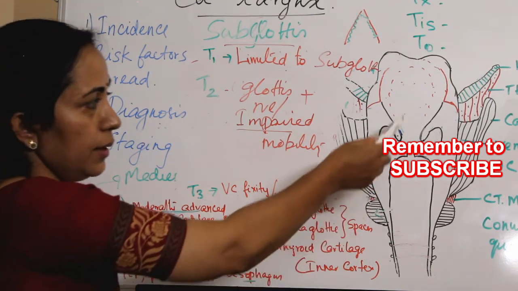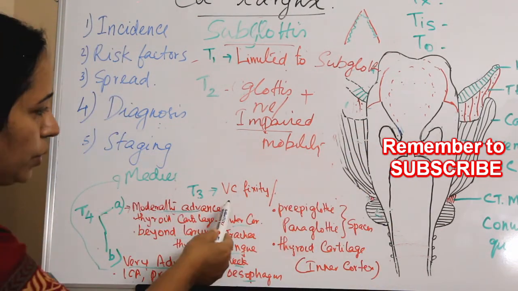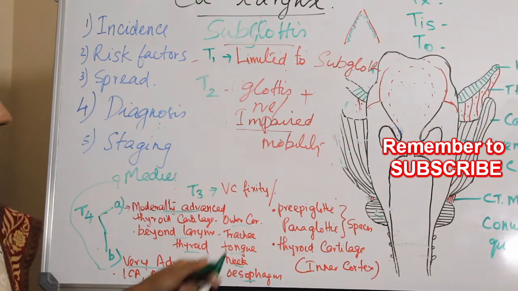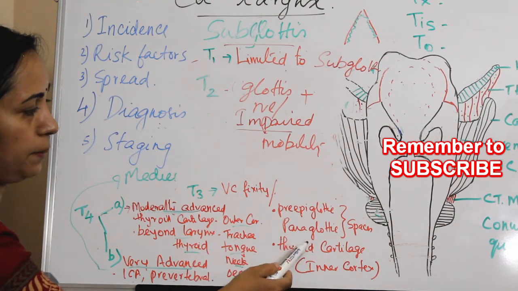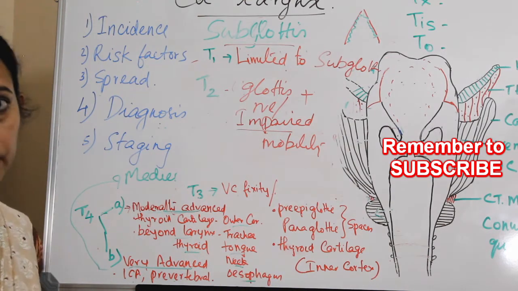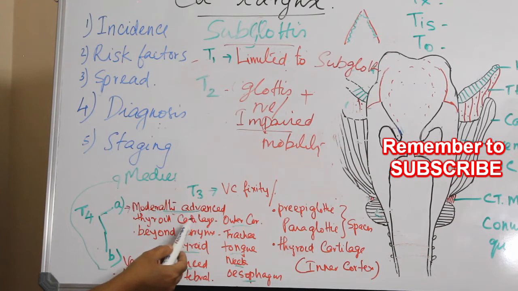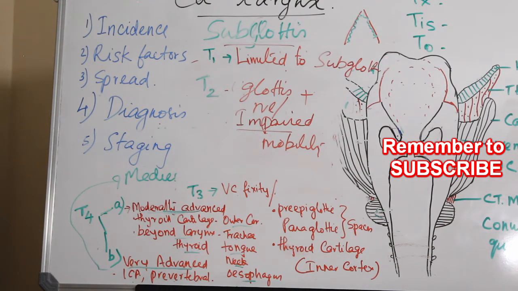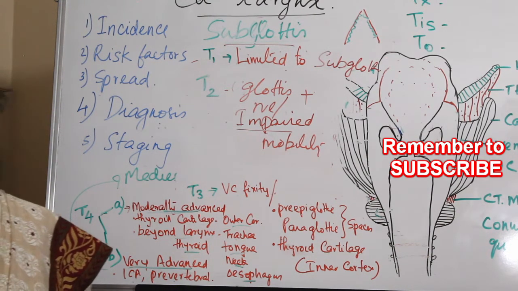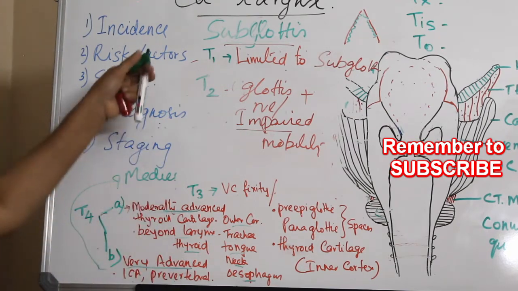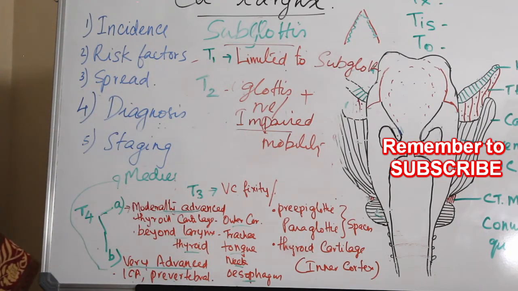That is, tumor limited to the larynx with vocal cord fixity or involving structures like the preepiglottic and paraglottic space or inner cortex of thyroid cartilage. And for subglottis, T4A is moderately advanced and T4B is a very advanced tumor, similar to that of the other two subsites. So this is the T staging of subglottis.